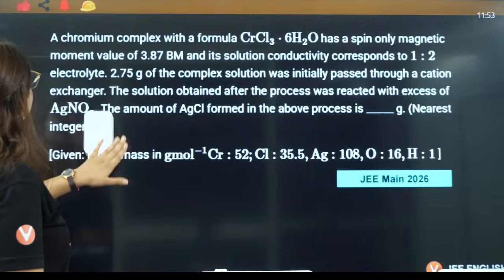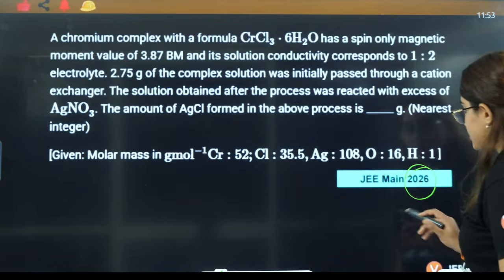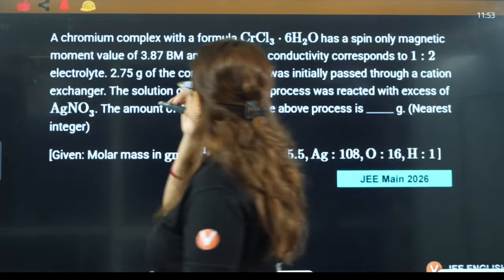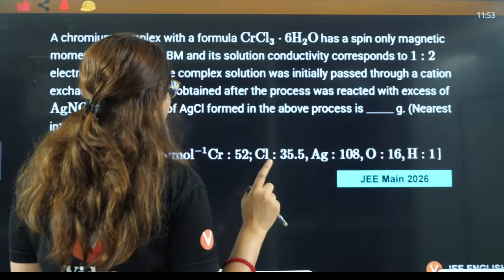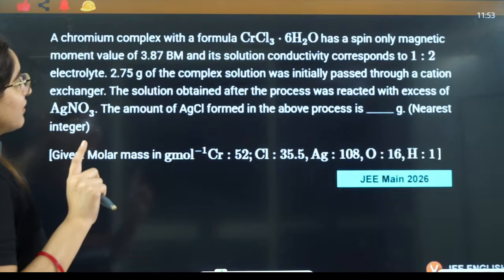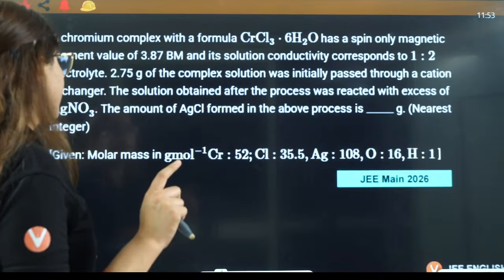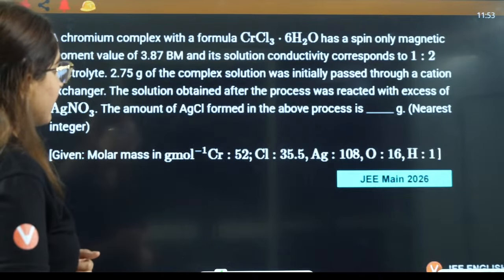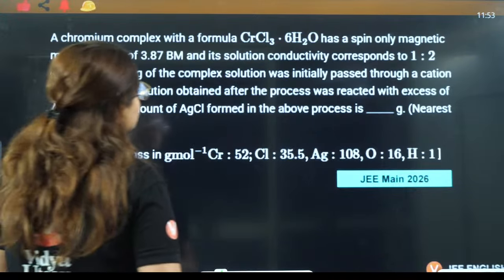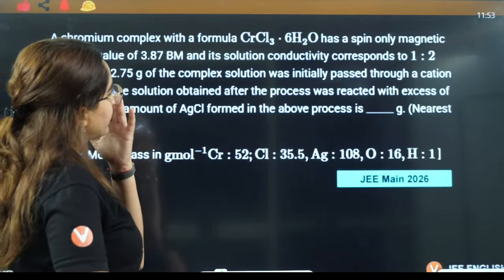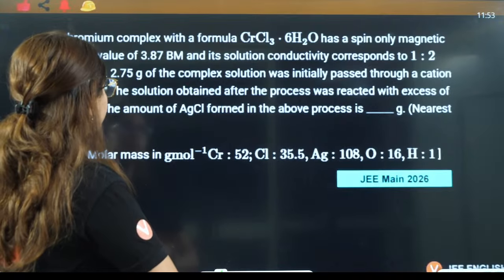Next, let's see. A chromium complex, again a JEE 2026 question here, right? They are saying a chromium complex with formula CrCl3.6H2O has spin only magnetic moment this. Its solution conductivity corresponds to 1:2. Okay. See, if I say its solution conductivity is 1:2, that means 2 Cl are outside. Okay.